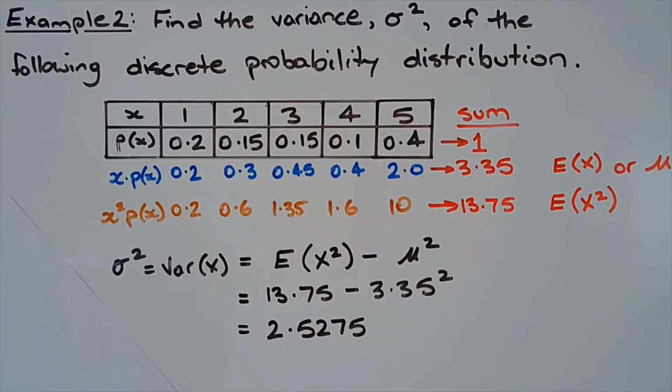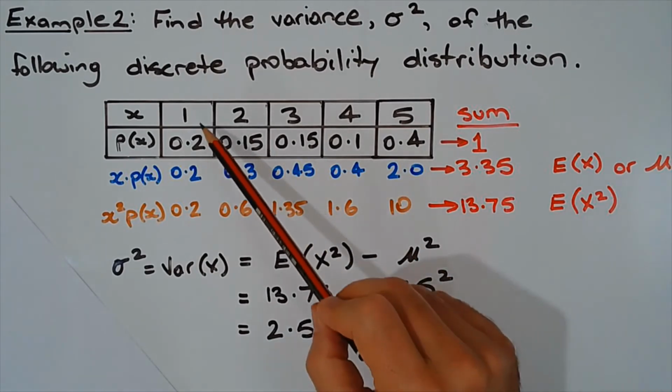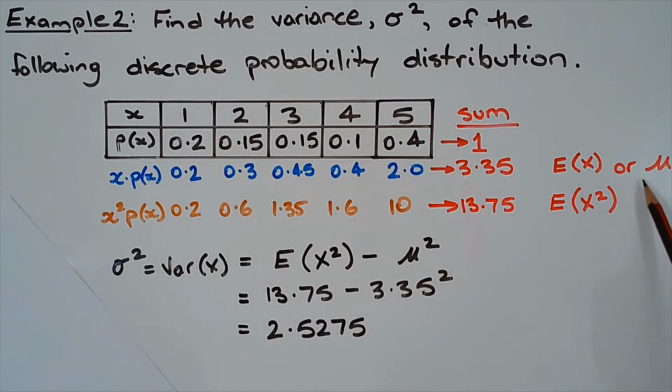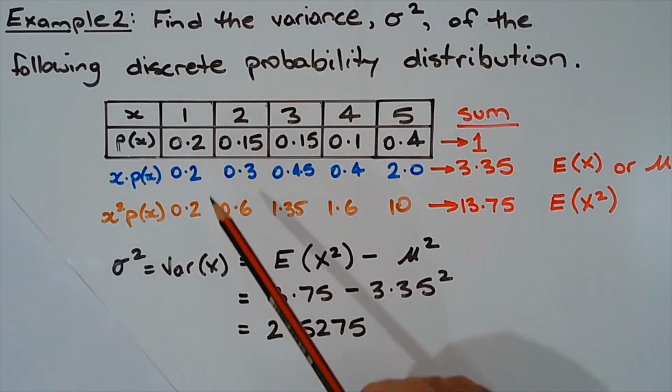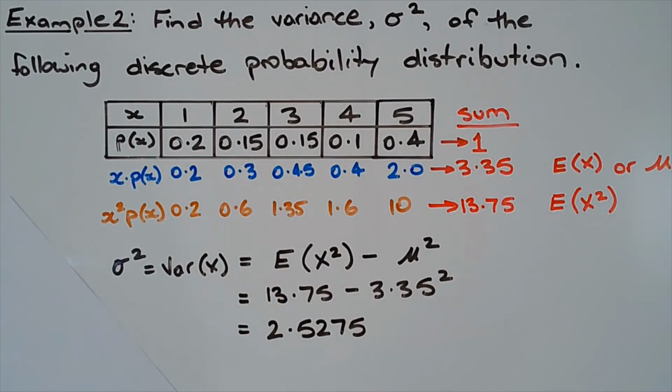Here is an alternative method of determining the variance, or sigma squared, of a discrete probability distribution. Previously, the variance was worked out by firstly determining the difference between a score and mu, squaring that, multiplying that by p of x, and then adding all that together, which is quite time consuming. The alternative method uses this formula here. Sigma squared is equal to var x, which is equal to the expected value of x squared minus mu squared, or the expected value all squared.